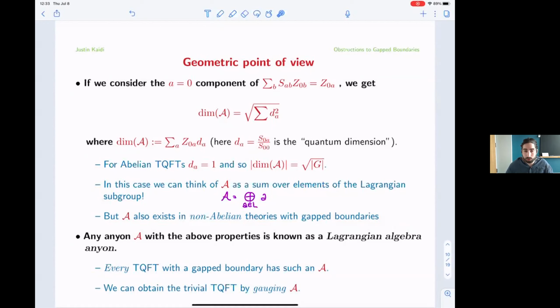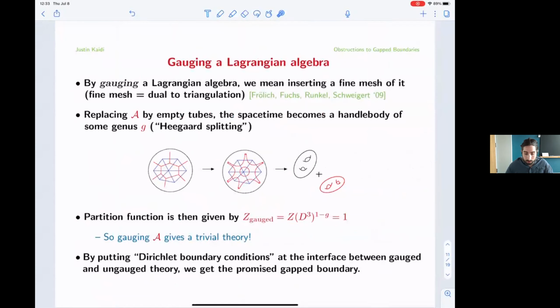I'm now going to show you something which is pretty interesting, which is that we can obtain the trivial TQFT by gauging this Lagrangian algebra anion. First I have to tell you what I mean by gauging a Lagrangian algebra anion. What I mean is inserting a fine mesh. And by fine mesh, I really mean something dual to the triangulation.